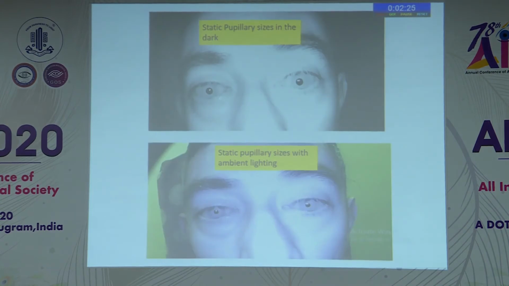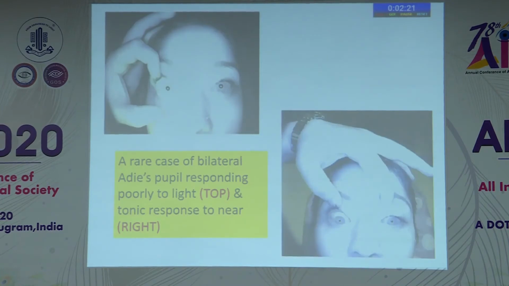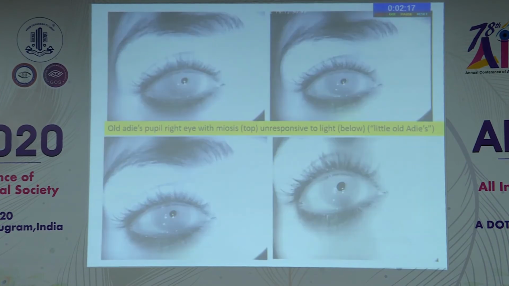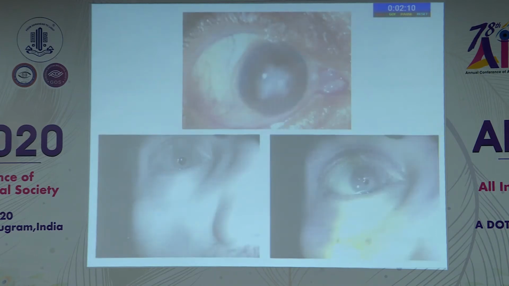Patient with the pupillary reactions with the ambient light off and the ambient light on, a rare case of bilateral Adie's pupil showing poor response to light and tonic response to near. Another patient with a chronic Adie's pupil which had gone into what's called a little old Adie's. This is particularly of interest.